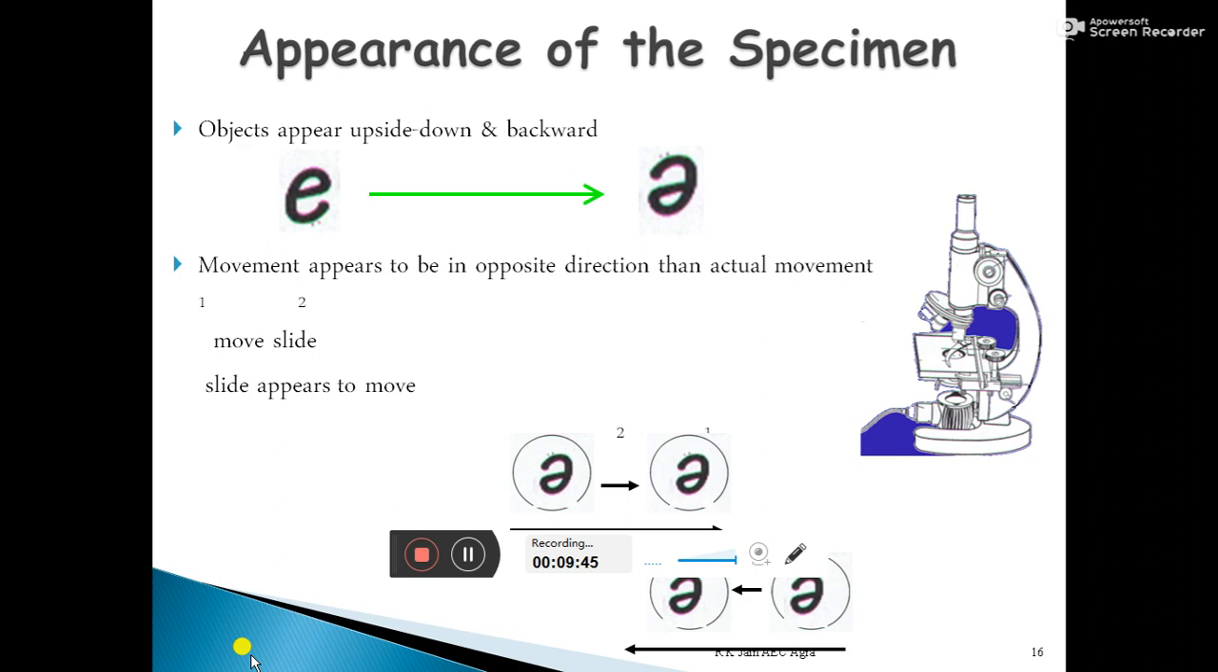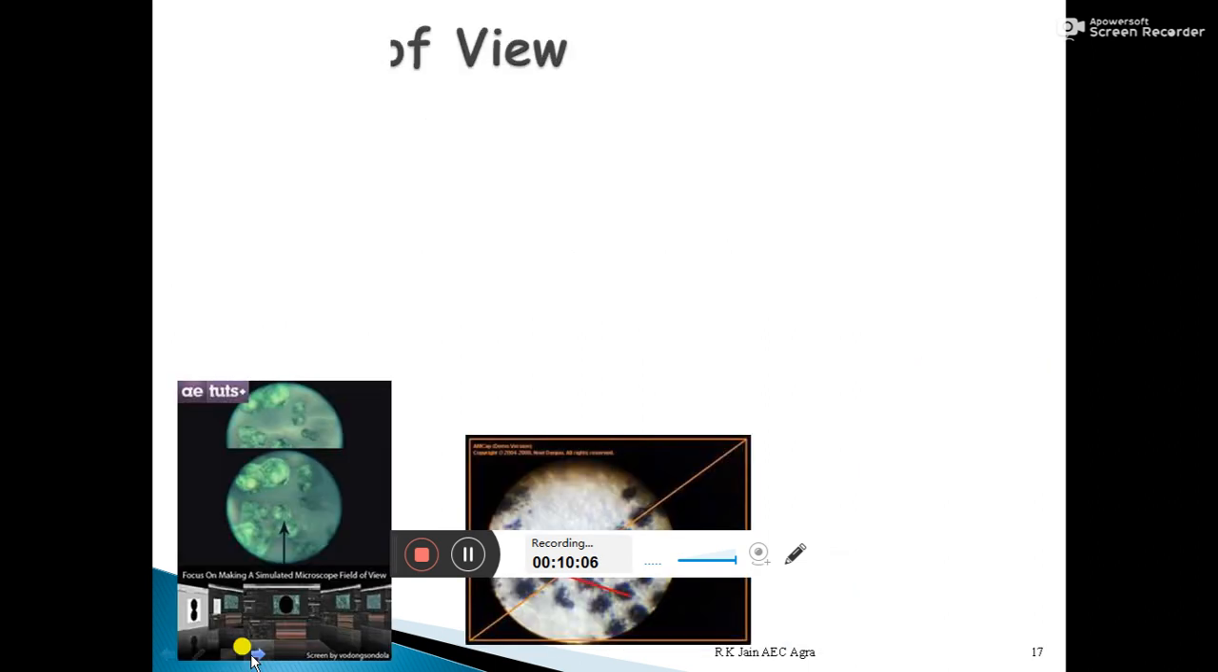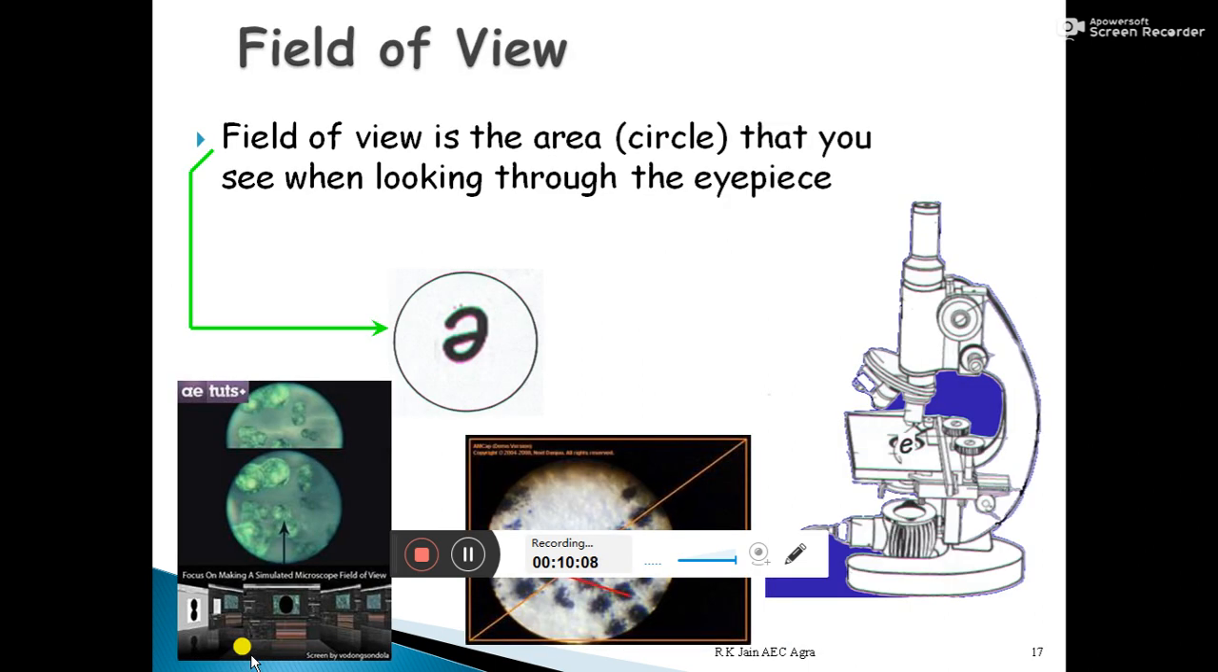Now the question is how the specimen appears in the microscope. When we look at the specimen in a microscope by a binocular or nose piece, the image of an object always appears upside down and backward. So this PPT gives you the indication of how the object will appear in a microscope.